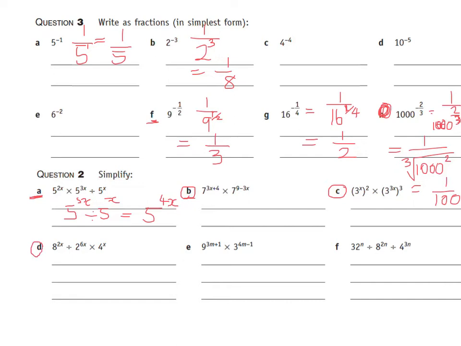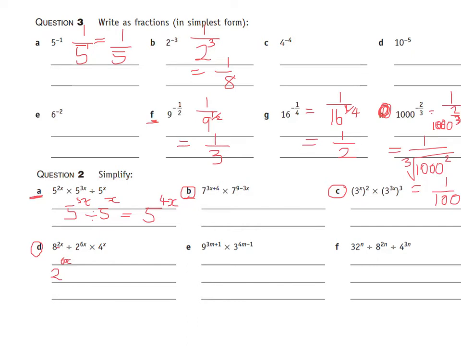Question D though, we don't have all the same base. So the key to these questions is to change them so that they do have the same base. Then you can use the index laws. So we can change 8 to 2 cubed, and then 2 cubed all to the power of 2x, the 3 and the 2x, those powers would multiply, so they become 2 to the power of 6x.